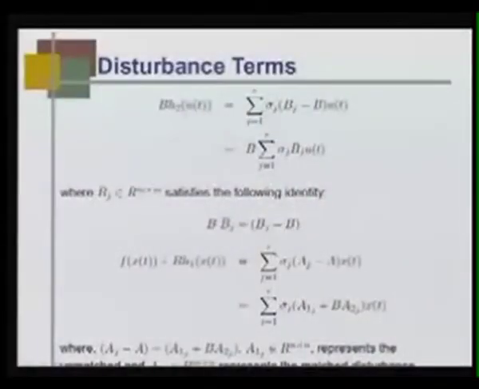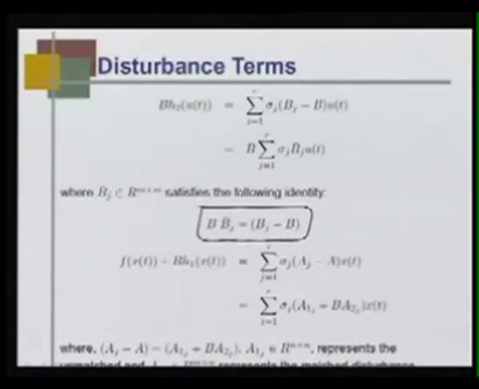So, let us see the first disturbance term, b h 2 u t, the component 1 as I said, which is sigma j b j minus b u t, j equal to 1 to r. We can write this equation in terms of b, multiplied by sigma j b j bar u t. And what is this b j bar? The b j bar is such that b b j bar is b j minus b. This identity has to be satisfied. So, b b j bar is b j minus b.